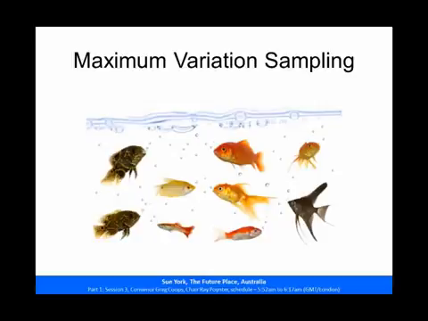Now, another really interesting qual sampling technique is something called maximum variation sampling. And if you think about it in terms of these fish, if you interviewed all of these different fish and started to find that there were some themes that were really pertinent to all of the fish, you would start to feel quite confident that this might be something that would affect the whole market.